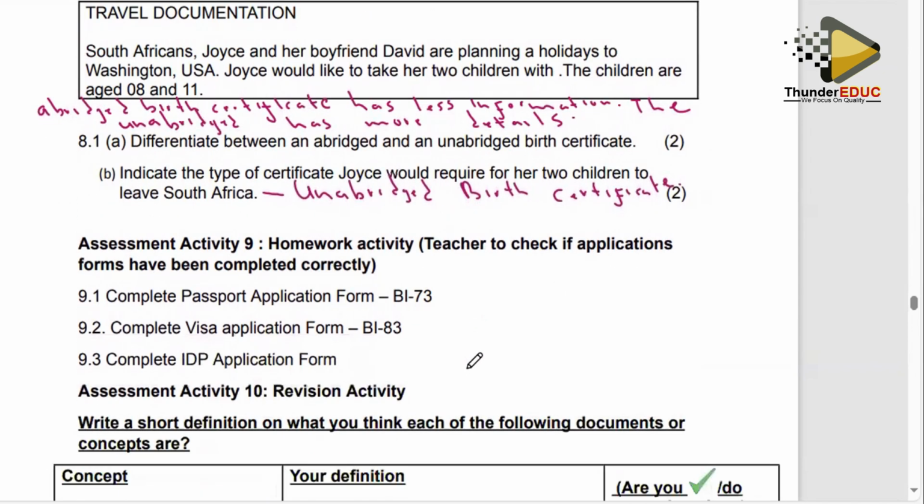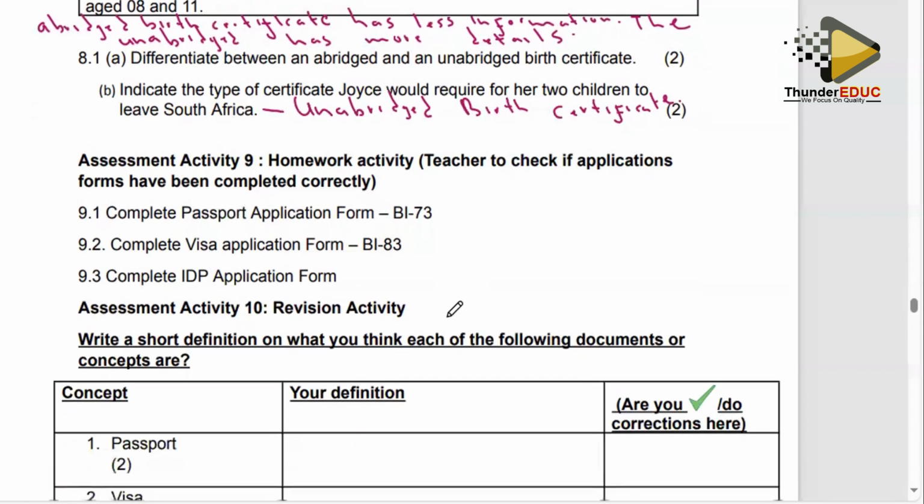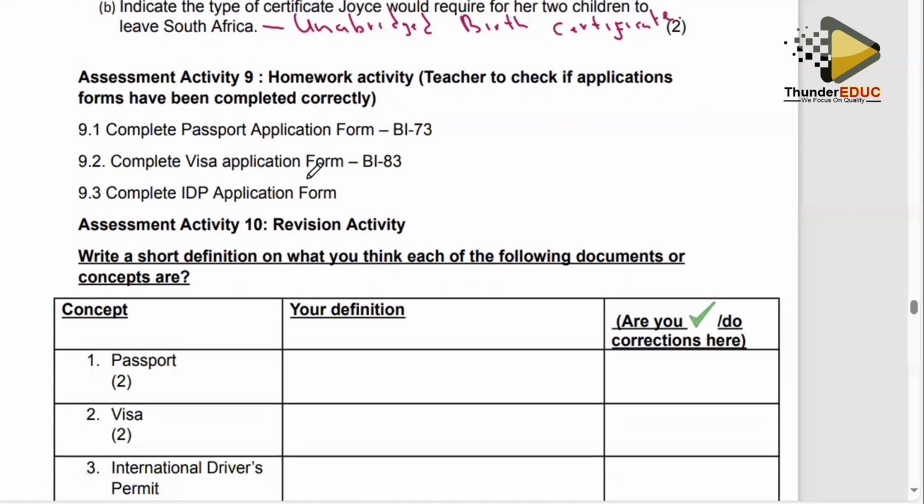Then assessment activity number 9, homework activity, teacher to check if application forms are okay. This is basically something which you can do on your own. On the internet, try to Google for the B173 form for passport application. Then also try to look for the B183 form. Then you complete those forms. So this will guide you when you want to know some of the requirements which are needed when you're applying for certain documents. Then also an IDP application form. So this can be done as homework. You can do it for extra enrichment so that you know exactly the procedures which are required. So this is more of a practical activity which you actually need to do on your own.